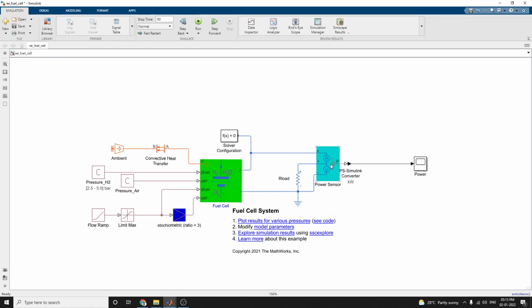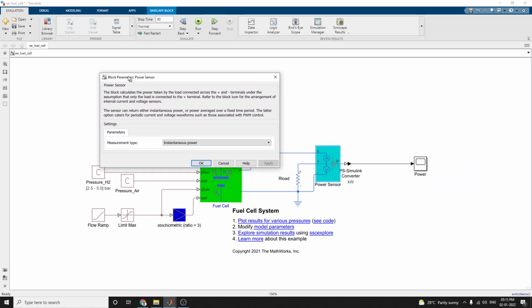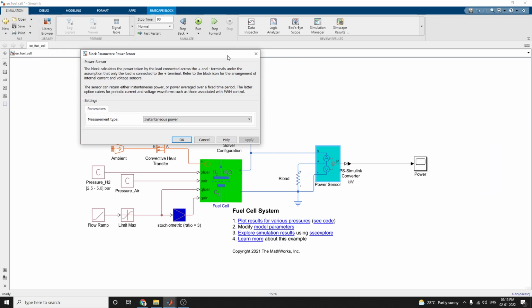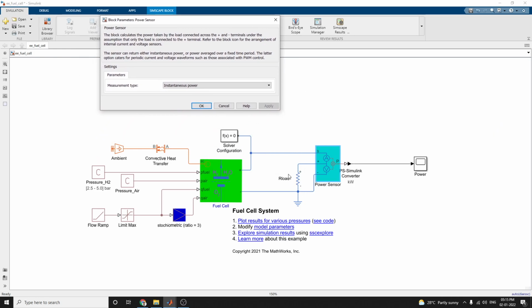Now let us see the power. This is a power sensor block. This power sensor block calculates the power taken by the load, R load, connected across the plus and minus terminals, under the assumption that only the load is connected to the positive terminal. The sensor can return instantaneous power and power averaged over a fixed time period. For the measurement type you can choose instantaneous power or average power over a specified period. In this example, we set the parameter as instantaneous power.